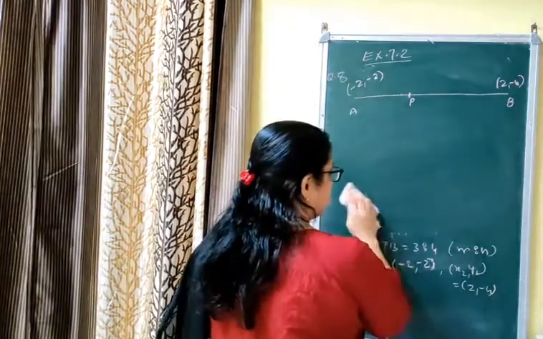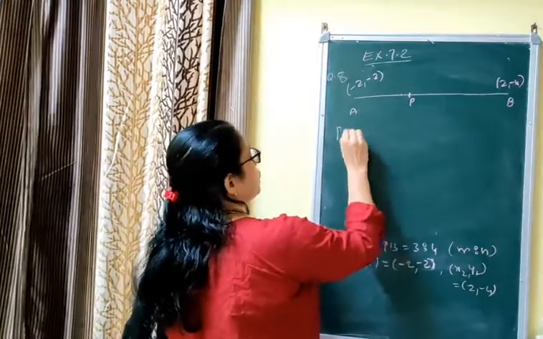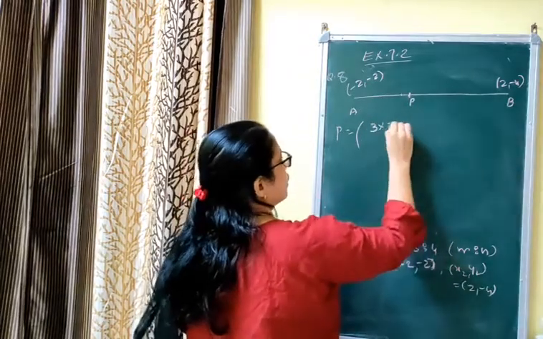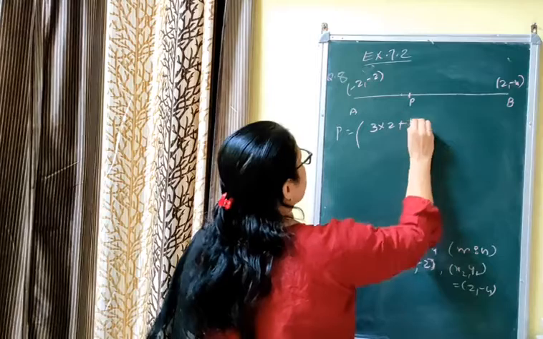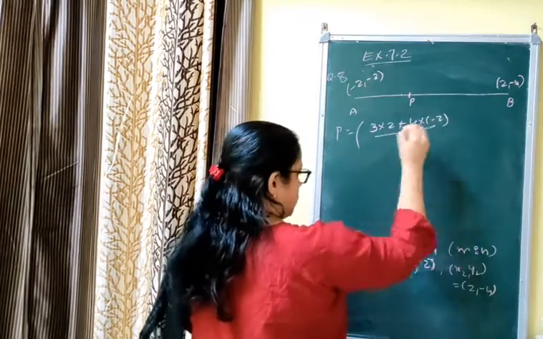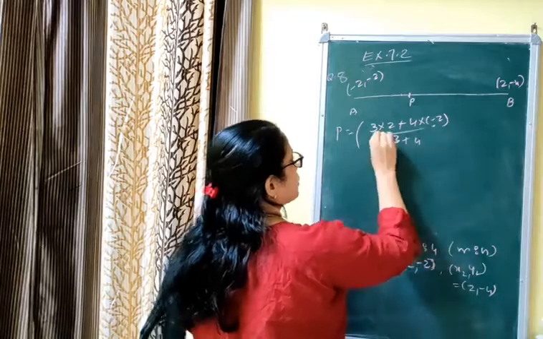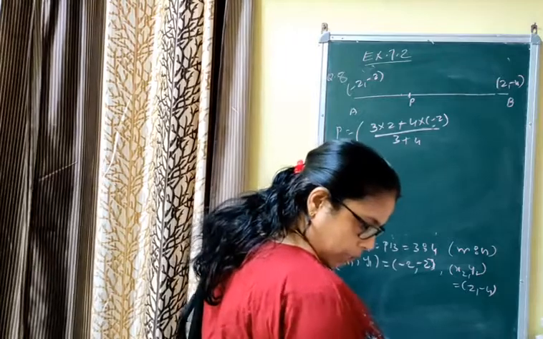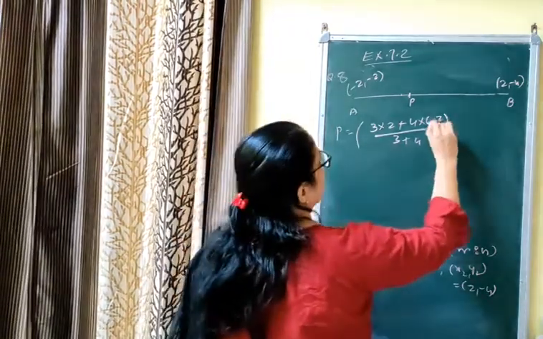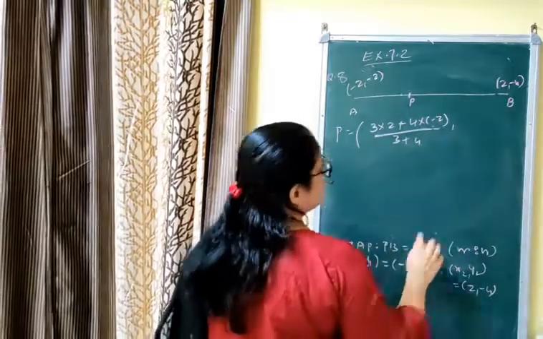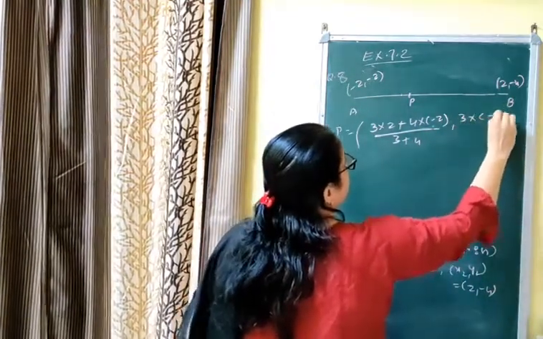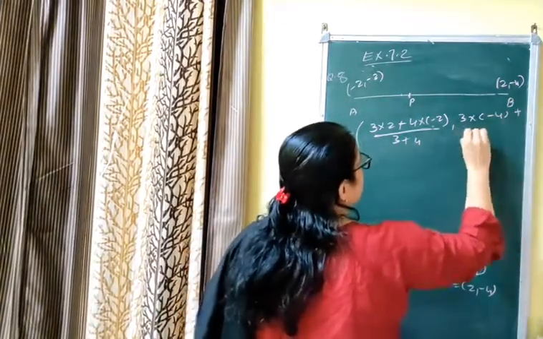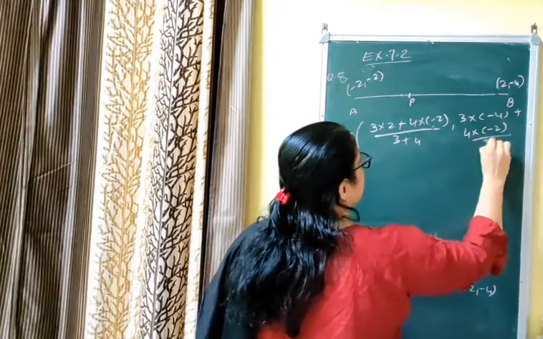You will get, by the section formula, the coordinate of P is, I am not writing the formula, mx2 means 3 into 2, plus nx1, 4 into minus 2, upon 3 plus 4. Once more I am saying, mx2, 3 into 2 plus 4 into minus 2 upon 3 plus 4. Second is my2. What is my2? M is 3, 3 into minus 4, this is y2, plus ny1, 4 into minus 2, upon 3 plus 4.